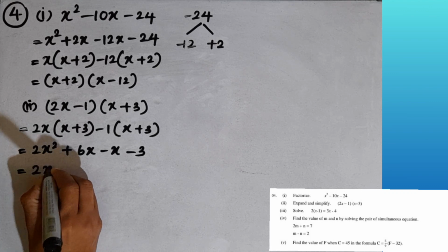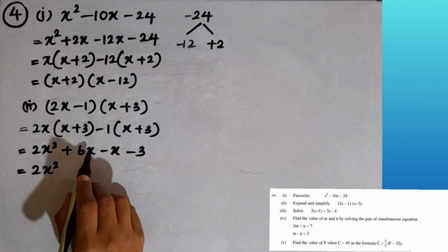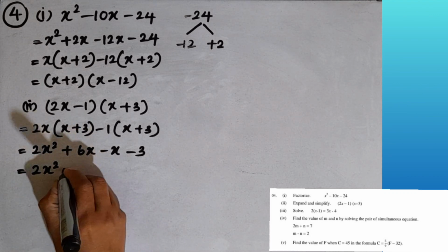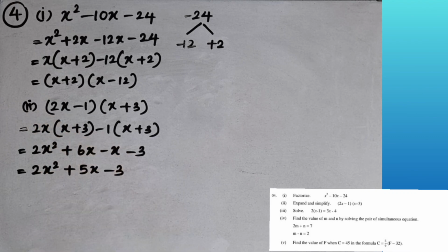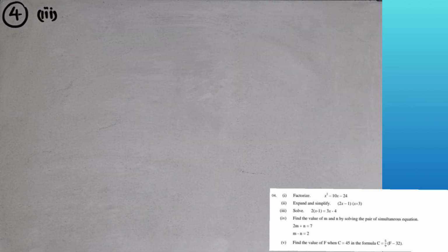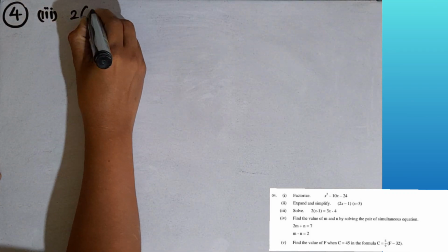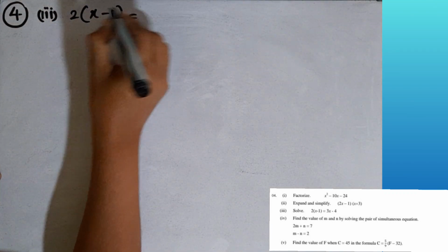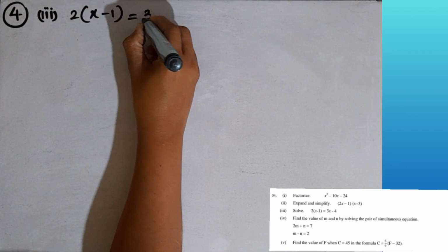So the answer is 2x squared. We can simplify these like terms. Plus 6x minus x is plus 5x, minus 3. That is the final answer. Third part, we are given this to solve: 2 times x minus 1 equals 3x minus 4.